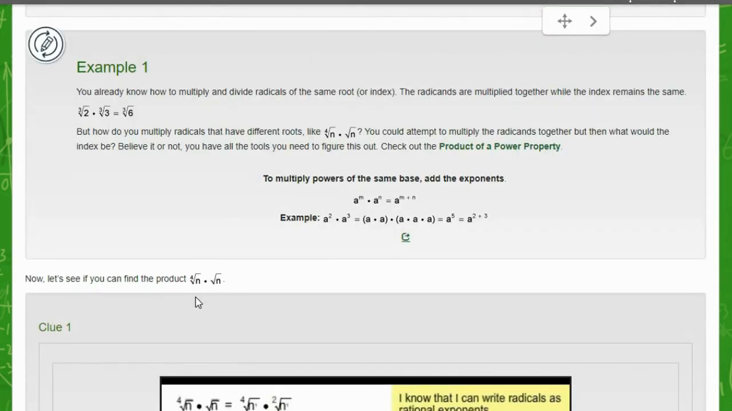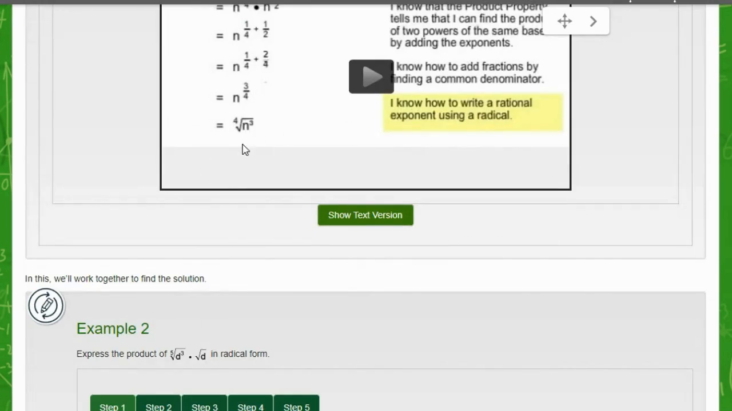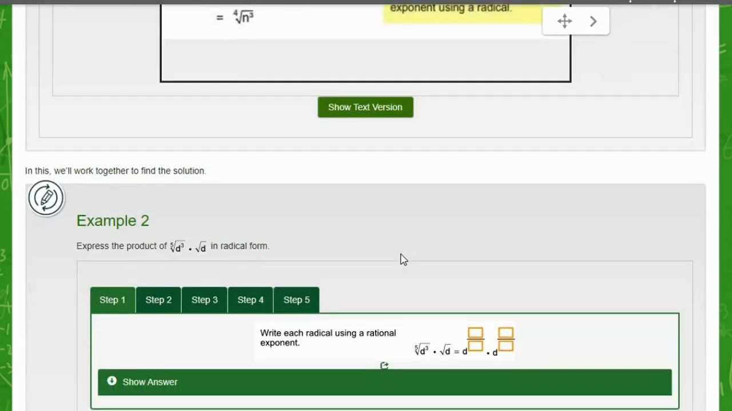It just says find the product. So since they gave it to us as a radical, we give them the answer in a radical since they didn't specify. But that's the same thing we got on paper there, the 4th root of n to the 3rd.